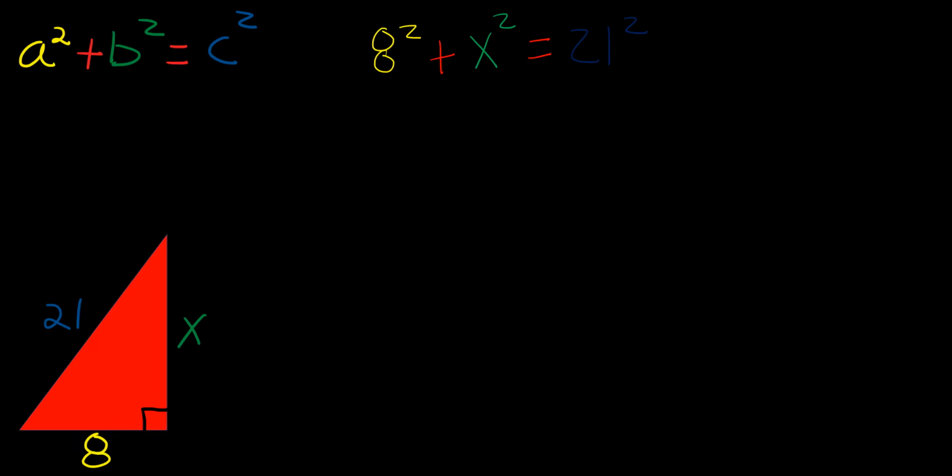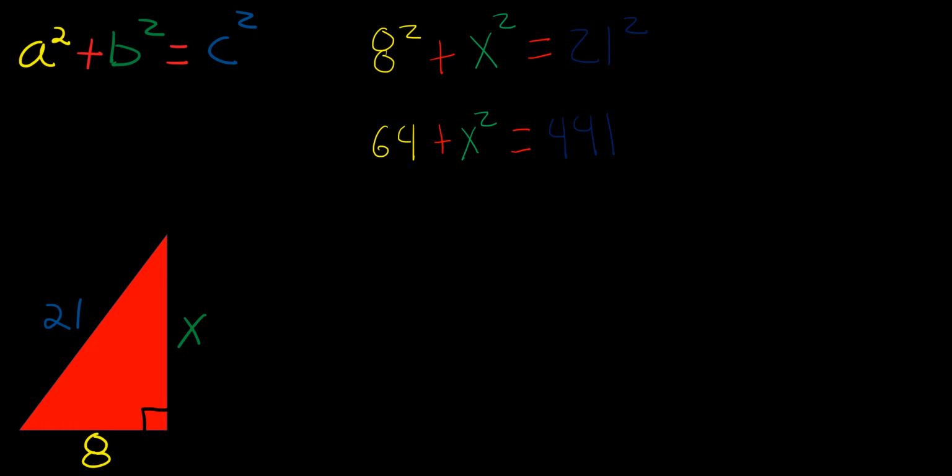Awesome, now we just have to evaluate these numbers. So 8 squared is going to be 64. And we're going to add that to our x squared. And this is going to be equal to 21 squared, which is 441. So now I just have to solve for x.